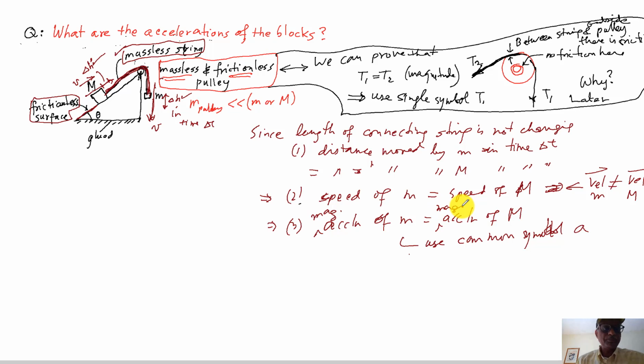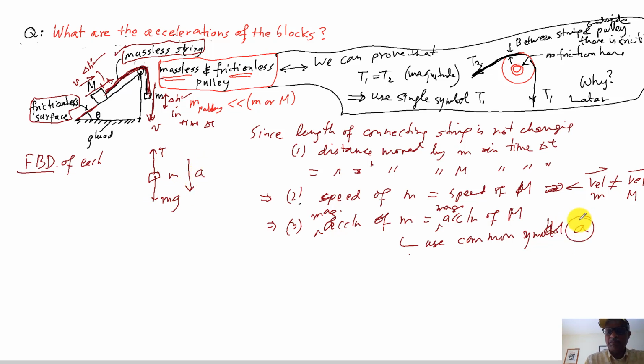Okay, now I'm going to do free body diagrams for each one of them. So for little block m, tension is pulling up, gravity pulling down, and its acceleration is a.